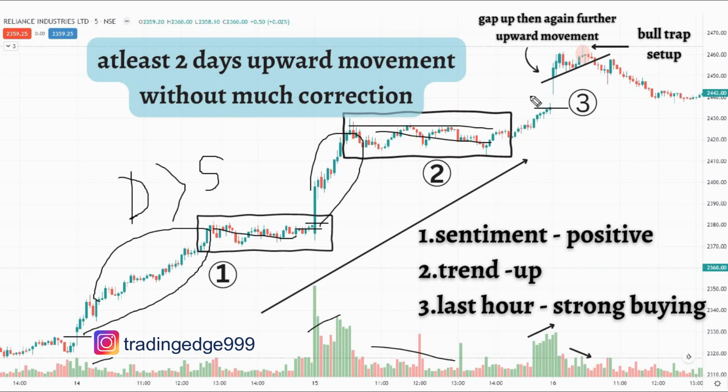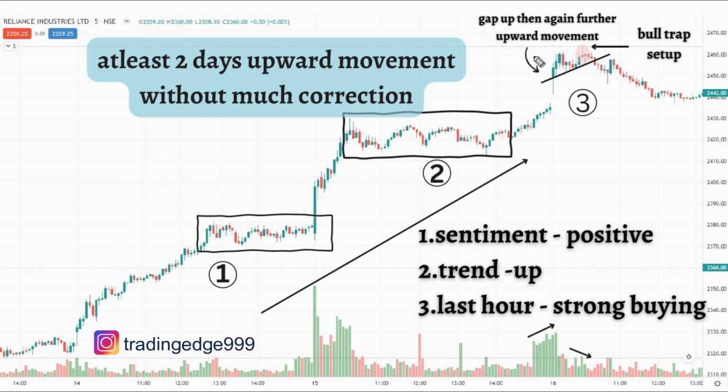On the third day we saw gap up price behavior, and then again prices moved towards the upside, indicating that bulls are in complete control up till here. Then from this level we saw a retracement towards the downside, but again buyers proved to be stronger than the sellers and pushed the prices towards the upside.